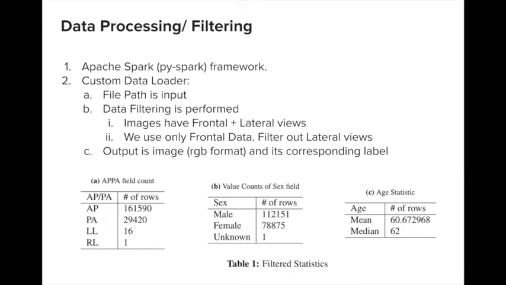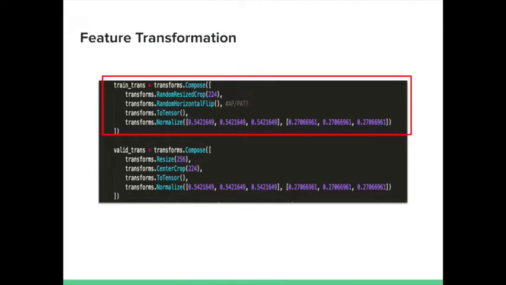The reason behind doing that was to ensure that it does not negatively impact the training. The next step was data processing or filtering. To do that, we used Apache Spark, a popular open source big data processing framework. We used PySpark to clean the data. After cleaning, a custom data loader was created which was responsible for taking the file path name and returning an image in RGB format. One of the critical steps in any data science pipeline, without which ML models would probably not be generic enough, would be feature transformation.